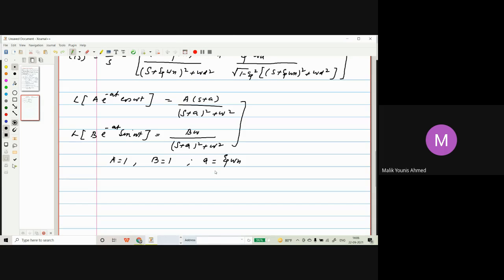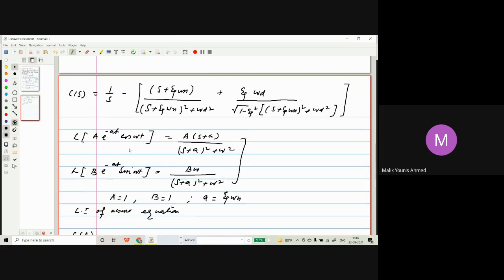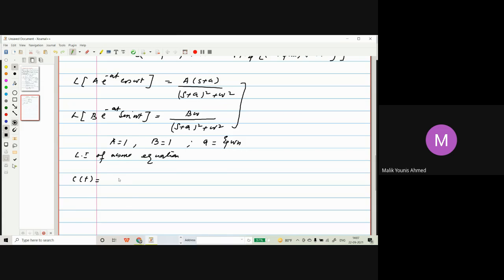Okay, now let me write this, taking the Laplace inverse of the above equation. So what I will be writing, c of t will come out to be 1 minus, Laplace inverse.